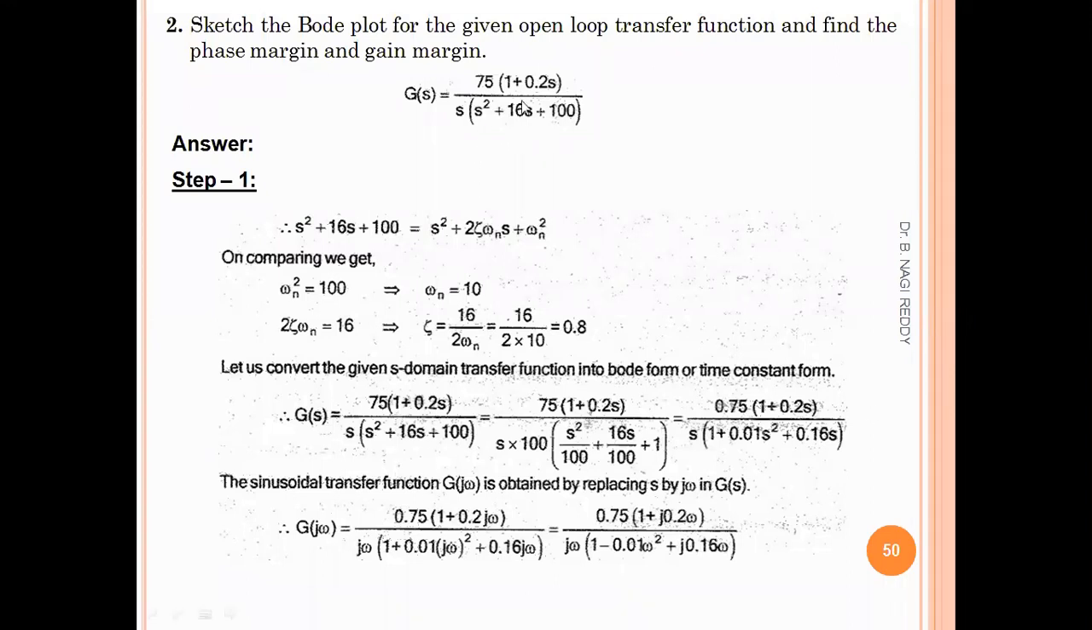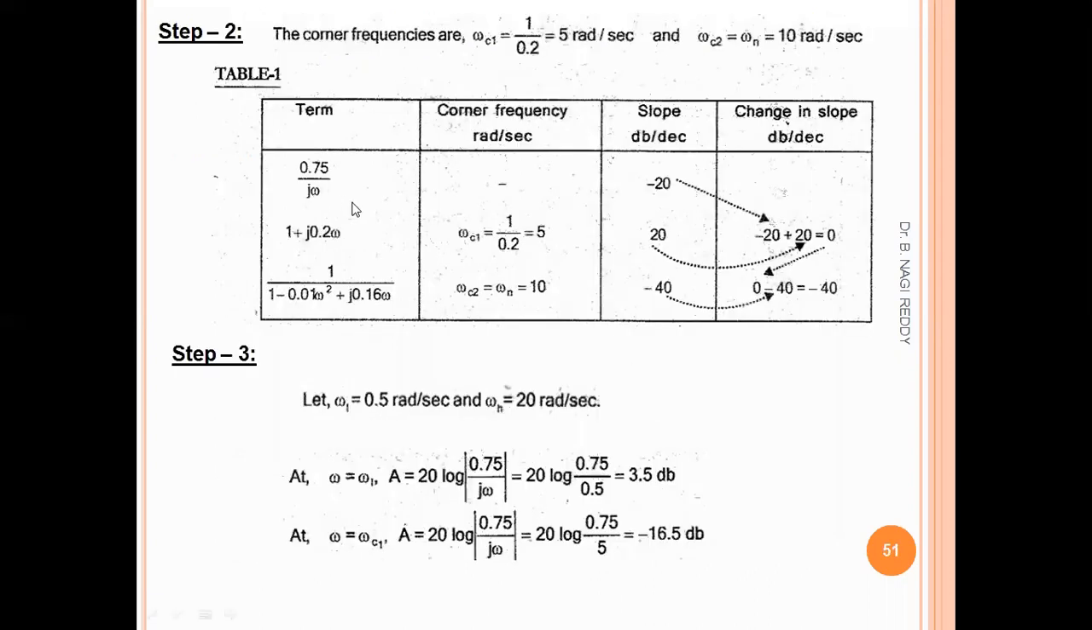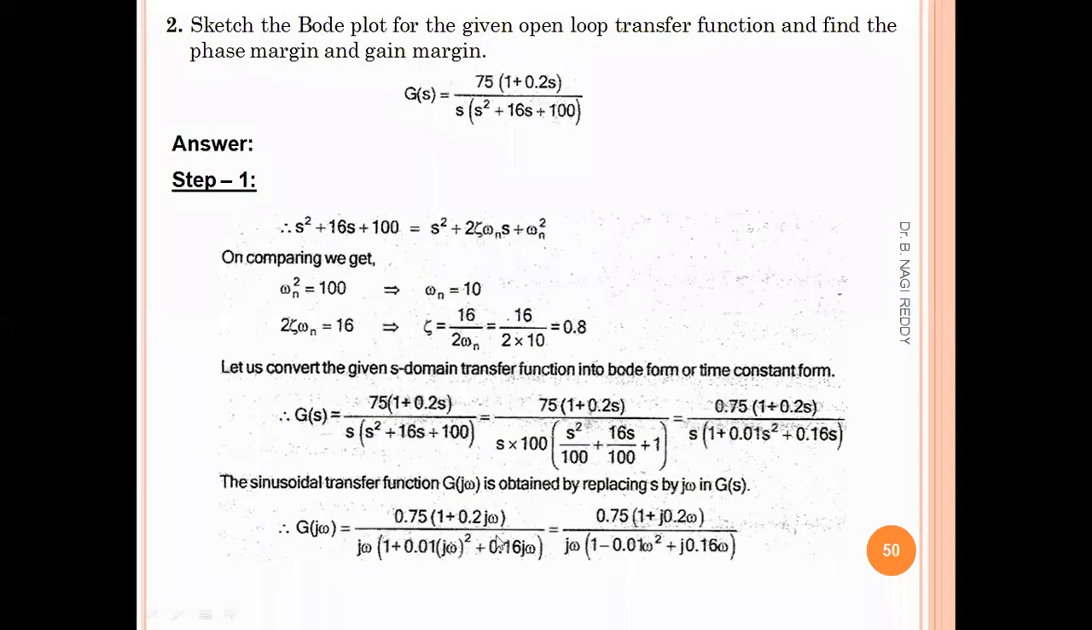So step one is we have to replace the s term with the j omega term. So this will be our open loop transfer function with j omega terms. This is our first step. Now, the second step is we have to construct a table for calculating the magnitude plot, right? So for constructing the table, we have 4 columns. The first column is term, the second column is corner frequency, the third column is slope, and the fourth column is change in slope. Okay, so here look at the terms.